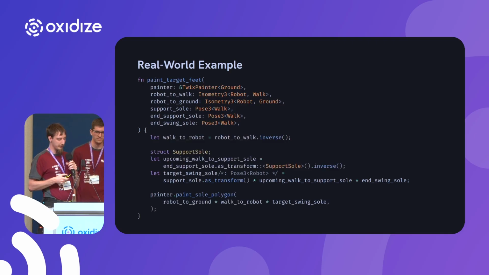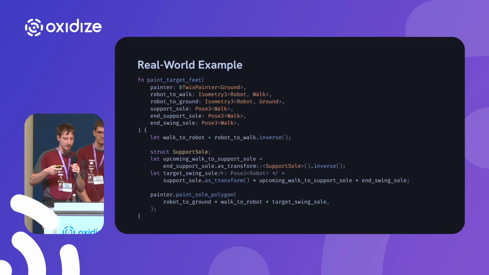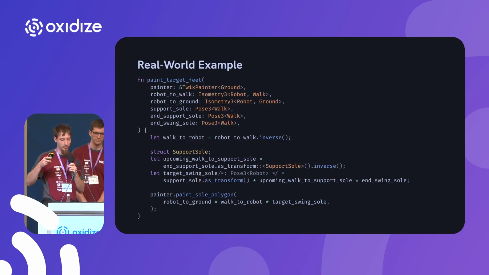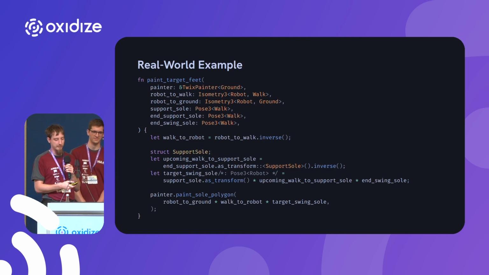Yeah, and then at the very end, we can transform this from the walk coordinate system to the robot coordinate system to the ground coordinate system. And finally, we have something in the ground coordinate system that we can pass to our painter.